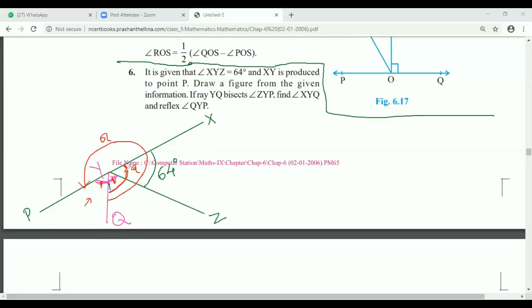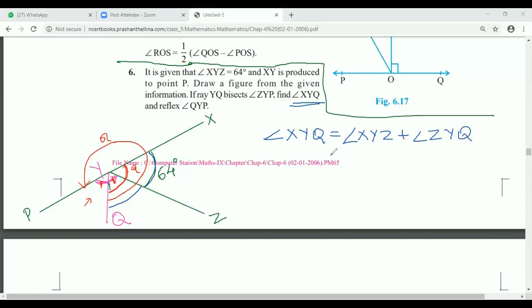XYQ is actually the sum of XYZ and ZYQ. So let's start from this question. XYQ we want to find. Whatever we know about XYQ from the figure is that XYQ is equal to the sum of this XYZ and ZYQ, angle XYZ plus angle ZYQ.